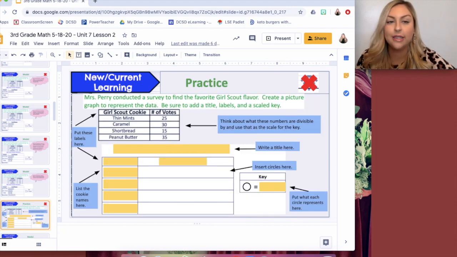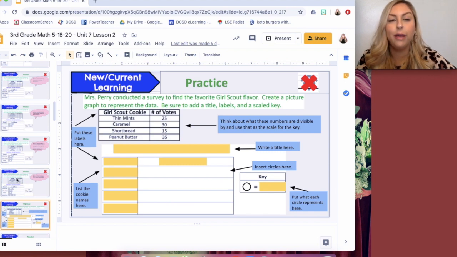All right, now it's your turn. It says, Miss Perry conducted a survey to find the favorite Girl Scout cookie flavor. Create a picture graph to represent the data. Be sure to add a title, labels, and a scaled key. All right, so the blue little boxes are just kind of notes for you to read if you're struggling. The yellow boxes are where you're going to type things, okay?